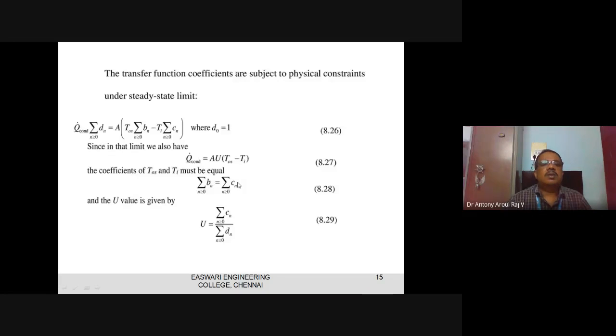Now what is that? The transfer function will be subjected to a physical constraint under the steady state limit. Because if I sum everything, the value should be equal to the steady state value, so that means d0. So this is the method.